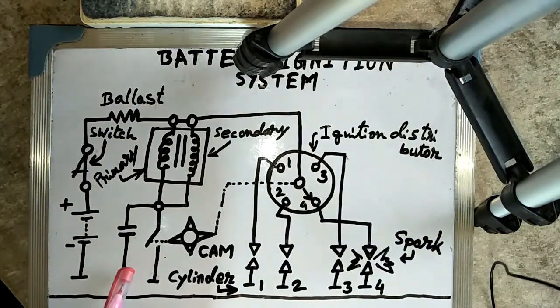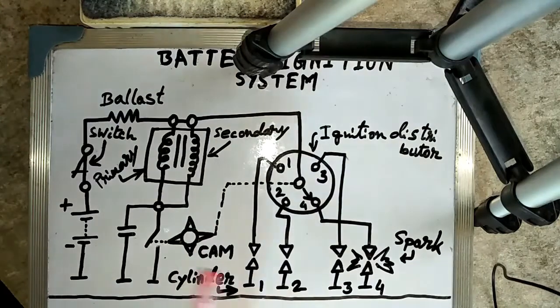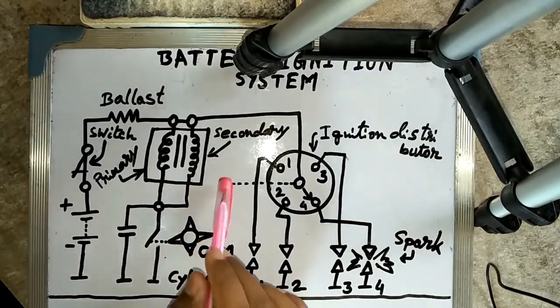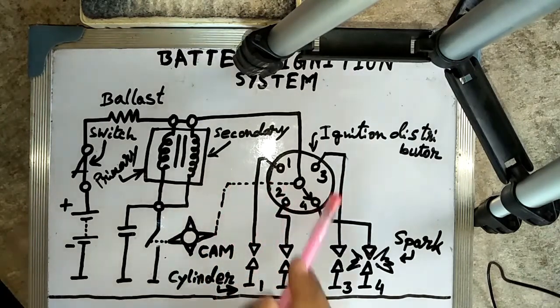These two are the parallel connection, and one end of the secondary winding is also grounded through the contact breaker, and the other end is connected through the distributor and the high tension ignition cable to the center electrode of the spark plug. That means the cam is connected with the contact breaker, and this line is connected with the ignition distributor.